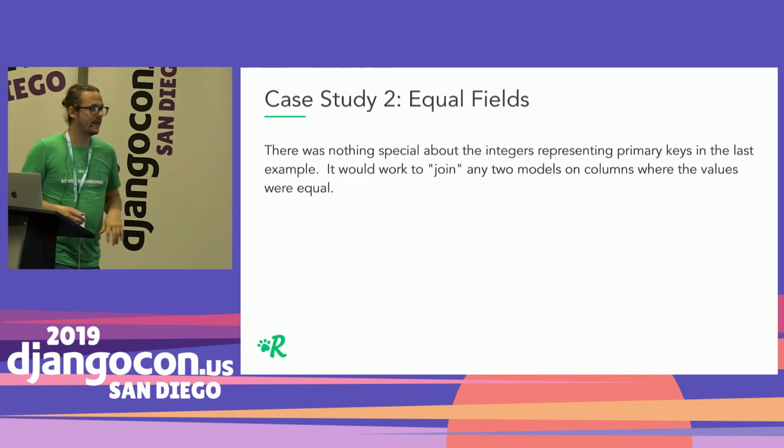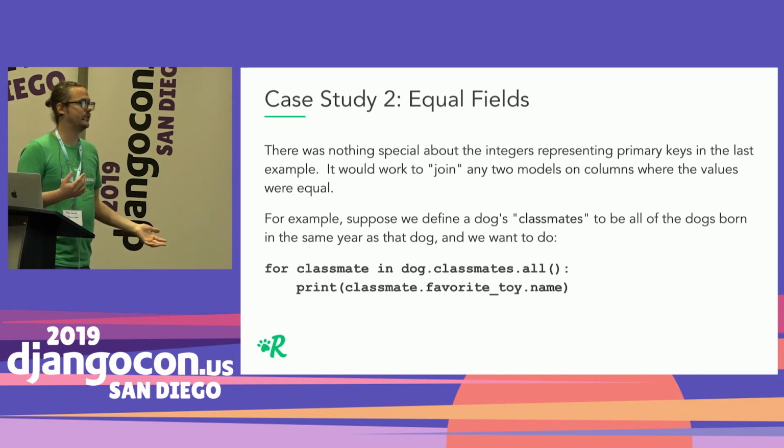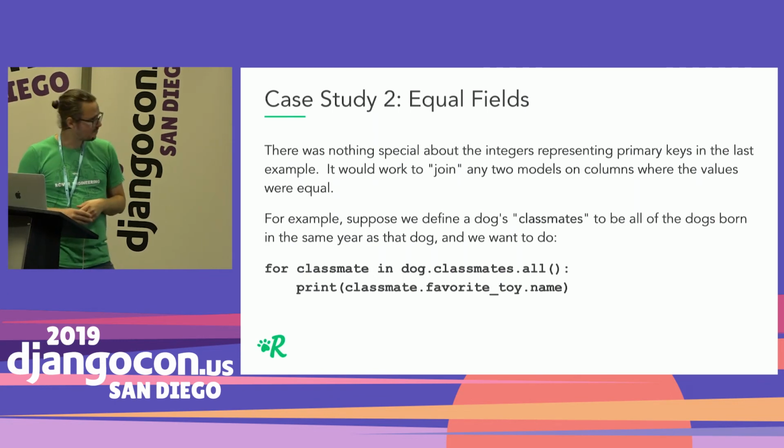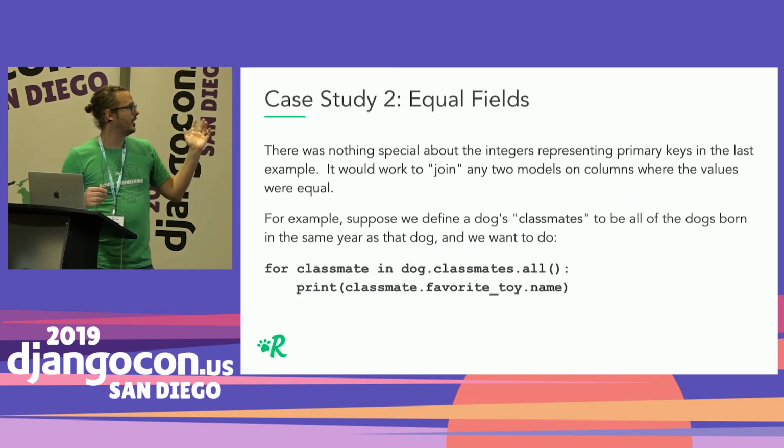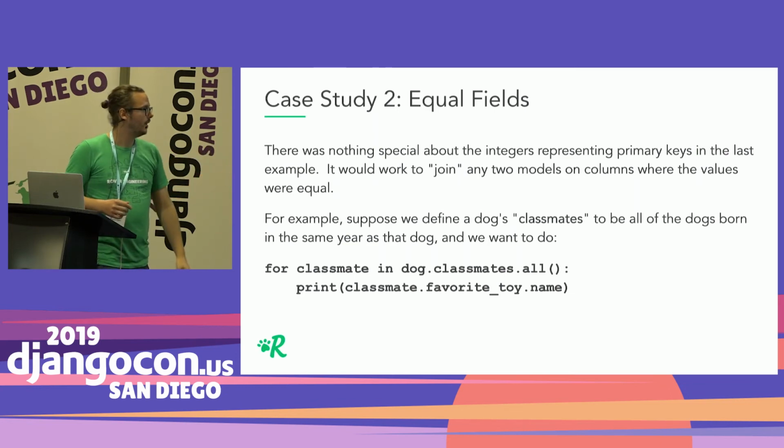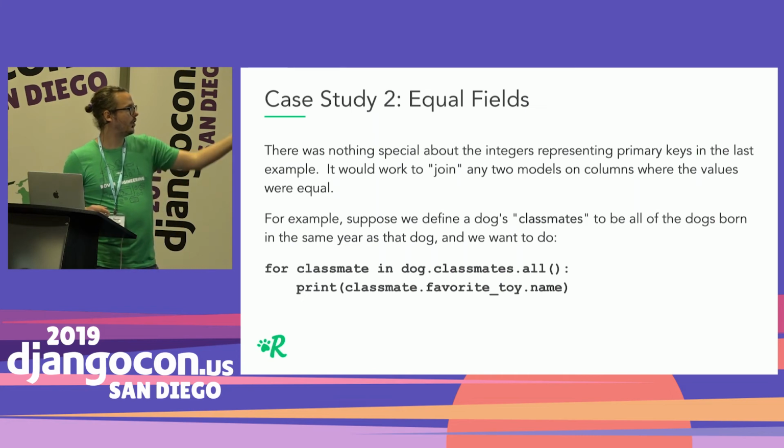So the next scenario I want to look at is that there's really nothing special about those integers we used as a join key in the previous example. You can join any 2 models as long as you can get values that are equal between them. Specifically, suppose we define a dog's classmates as all of the dogs that were born in the same year as that dog. In our code, maybe we want to iterate through all of a dog's classmates and print that classmate's favorite toy's name. Here, if you aren't able to do any prefetching, you get an n+1 query problem.